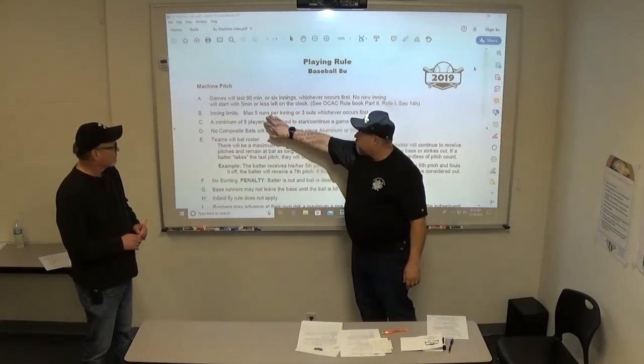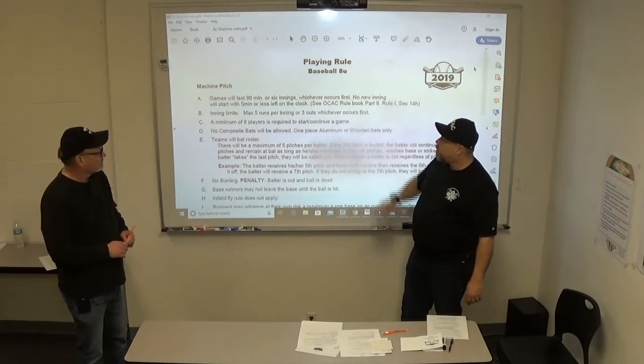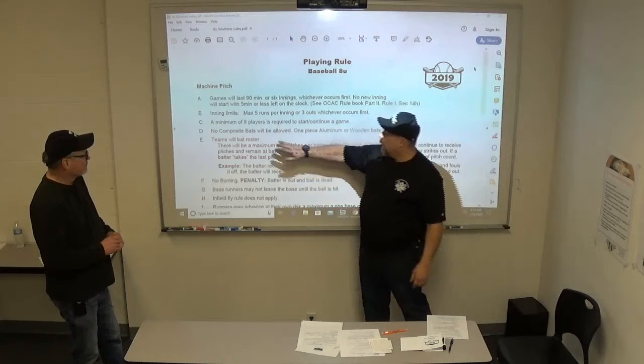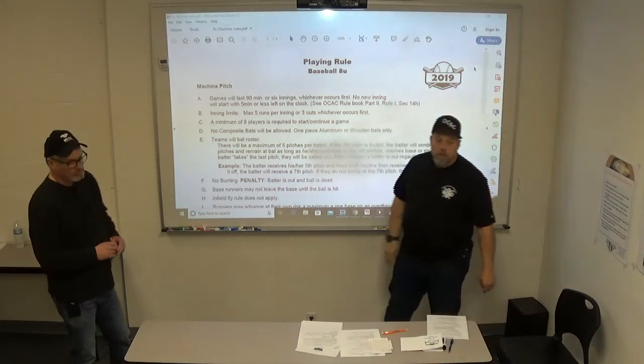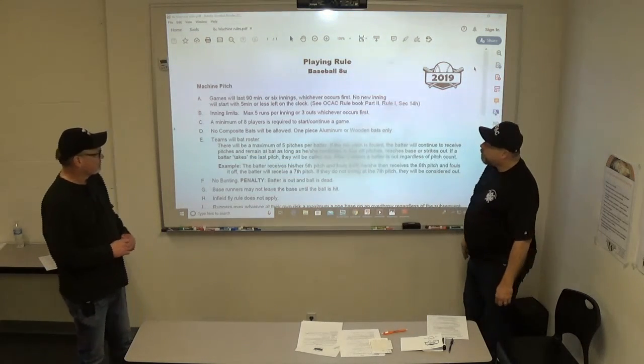It's still a maximum of 5 runs per inning or 3 outs, whichever occurs first. In the 8U, you have to have 8 players instead of 6. That's another difference.